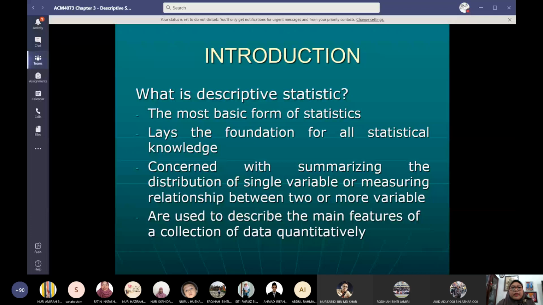So descriptive statistic lays the foundation for all statistical knowledge. Foundation. You like it or not, you must have this descriptive analysis. It is concerned with summarizing the distribution of single variable or measuring relationship between 2 or more variable.